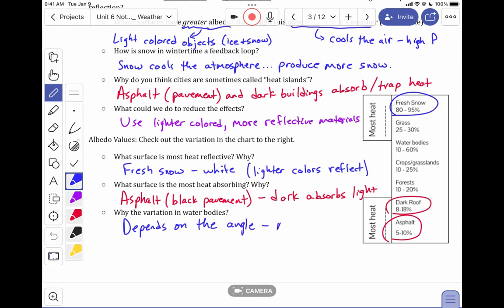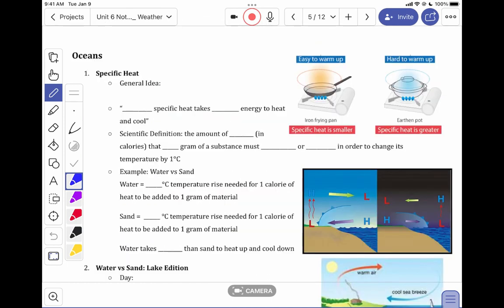And by that we mean more direct angles are reflected less. Okay, on to the top of the next page.